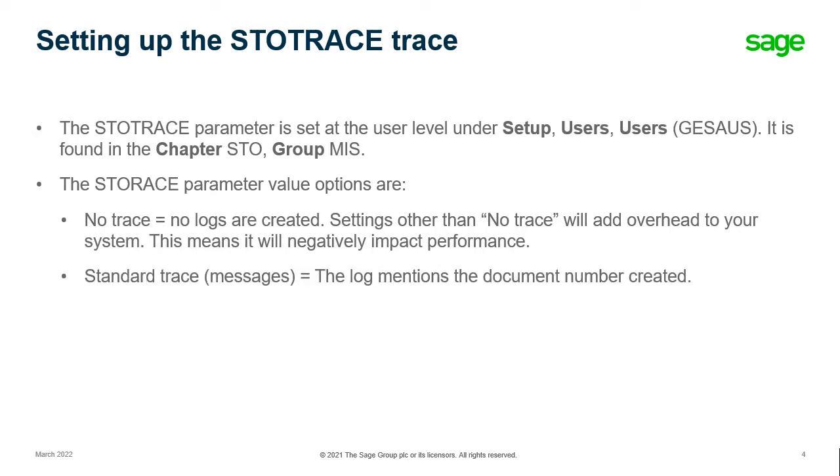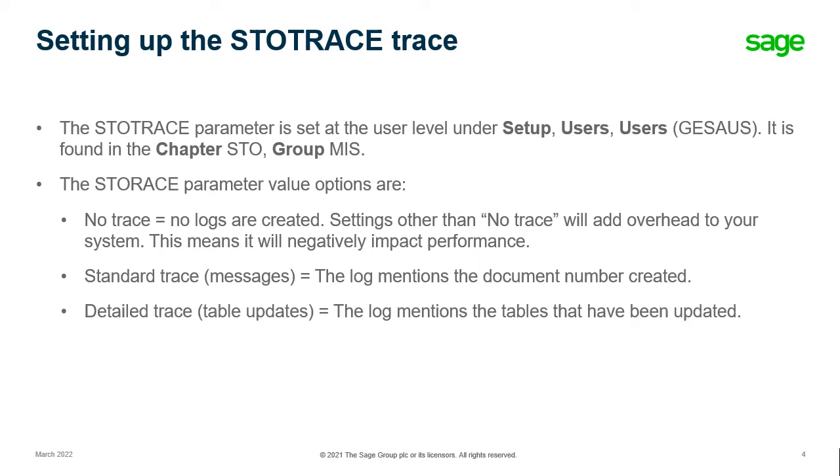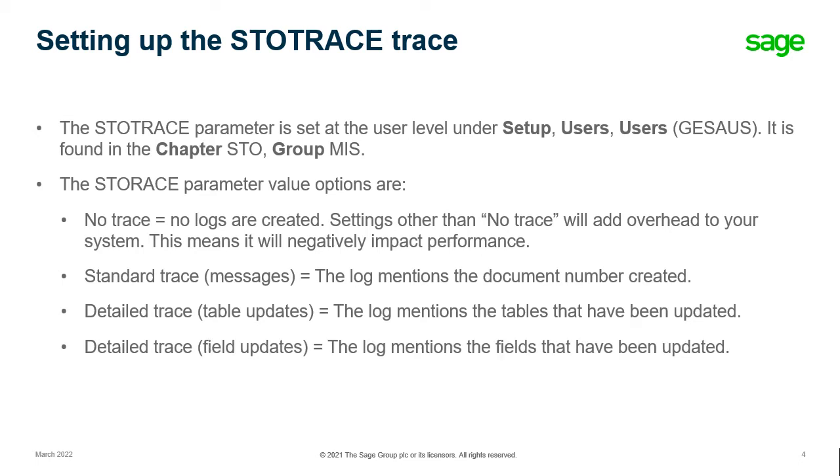Standard trace messages: the log mentions the document number created. Detailed trace, table updates: the log mentions the tables that have been updated. Detailed trace, field updates, goes down to the lowest level. The log mentions the fields that have been updated.